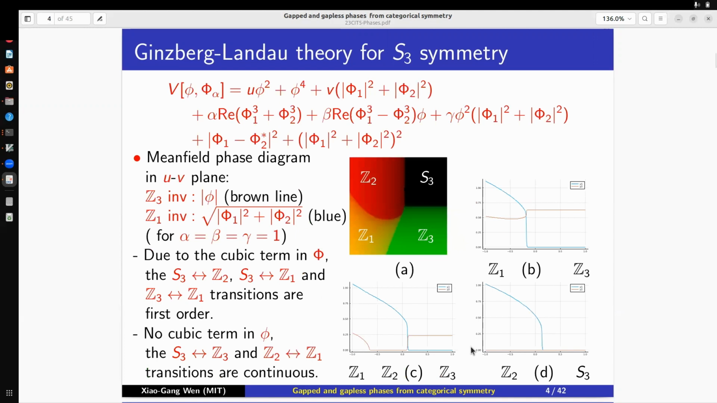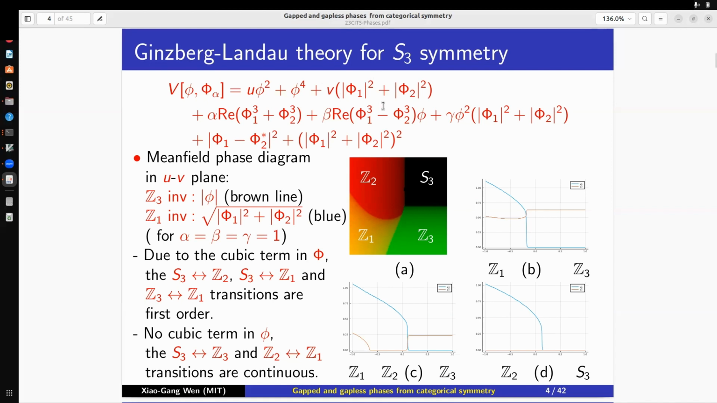Then we can use these 2 order parameters to construct a generic Ginzburg-Landau theory. It's rather complicated. The reason is the following: if you write a simple one, there are accidental symmetries. So we add all these extra terms to make sure the symmetry of this theory is just S3, not bigger. It's more complicated, but essentially we have two terms, the U term and the V term. You can see U and V are quadratic terms, which control which order parameter wants to be non-zero or which order parameter wants to be 0.